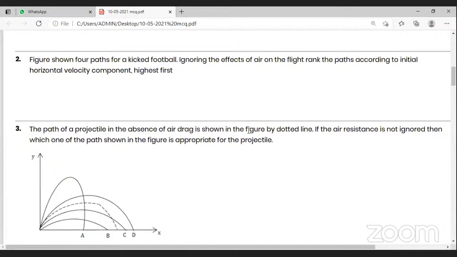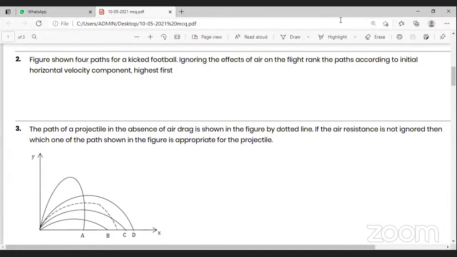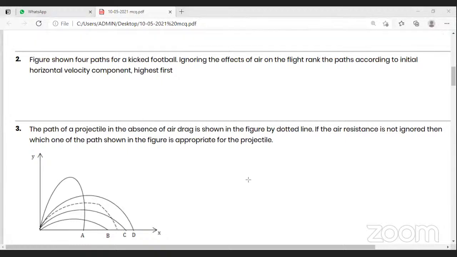No, there is a separate diagram for the second question. I will draw here the question diagram for the second question. So let me consider this is the x-axis and this one is the y-axis.